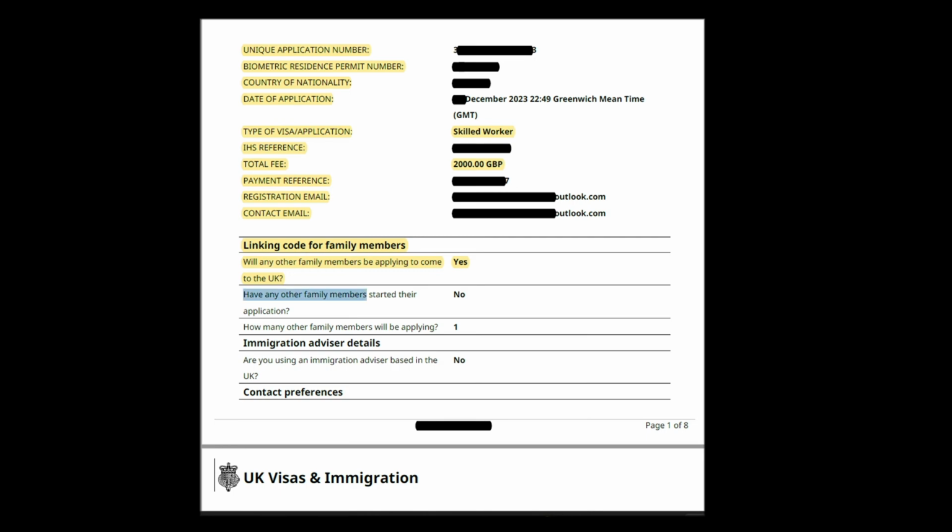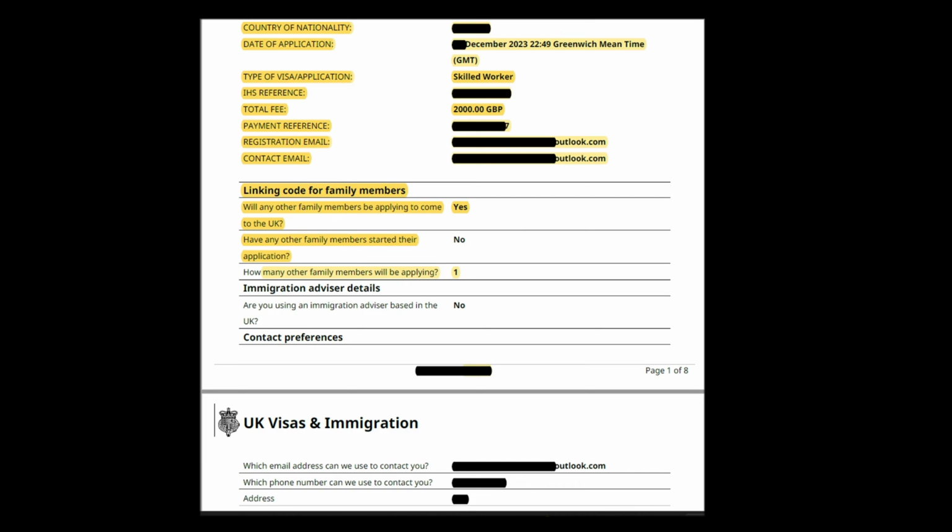Have any other family members started their application? So obviously no, because your dependents are not coming together. How many other family members are coming? In this case, the applicant is only bringing his wife. Immigration advisor details. If you're using any immigration advisor, you provide the details. Usually you apply yourself, so you put no.